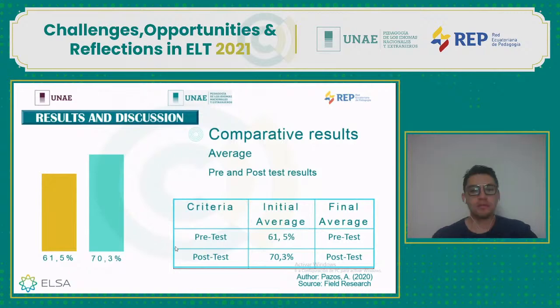Okay, to verify if the use of this app had positive results in terms of improving the English pronunciation, a comparison was made between the average of the pretest scores with the post-test average. The average of the students in the pretest score was of 61.5%, while the average of the students post-test score was of 70.3%. So it can be affirmed that there was an improvement of the pronunciation of the students after applying the use of ElsaSpeak app.